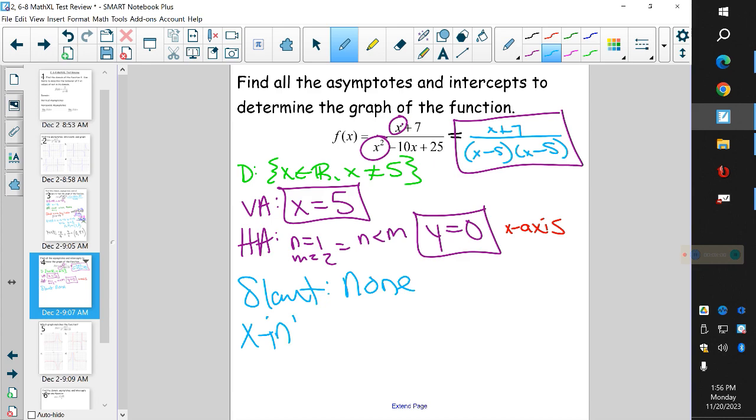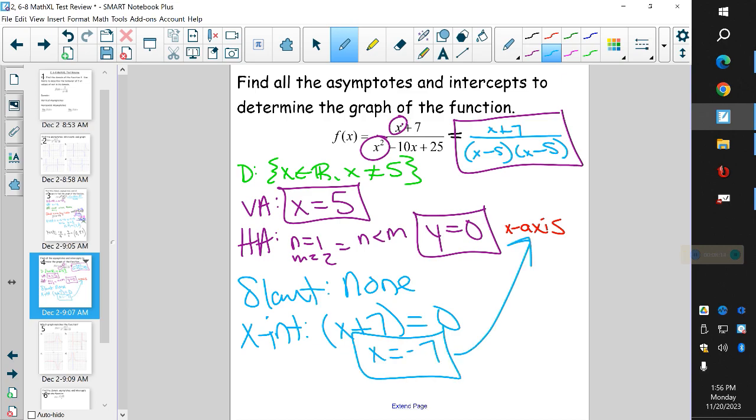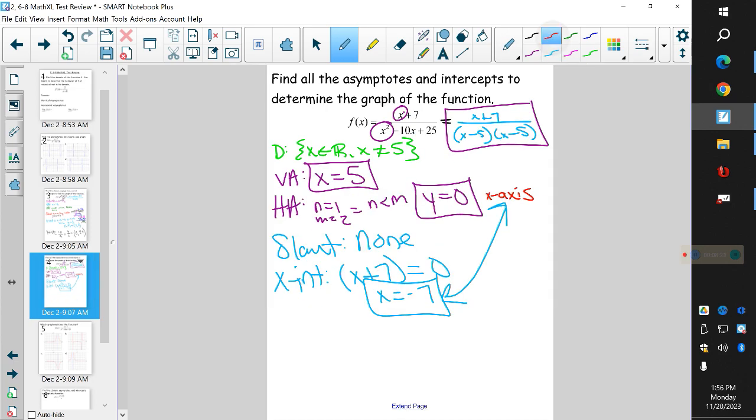My x-intercepts means I'm taking my top, and I'm going to set that top equal to 0. So that means x is equal to negative 7. Now, these two contradict each other. So something funky is going on with the graph, so you need to make sure that you're paying attention to that. And then lastly, we're talking about our y-intercept. Our y-intercept is going to be the point on the graph when every single x goes away, and I'm left with 0, 7 over 25.